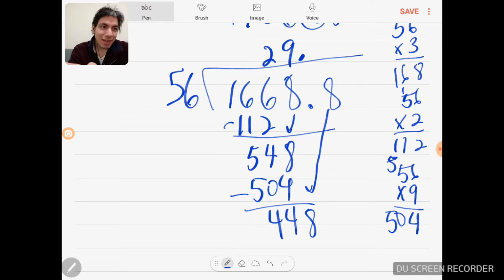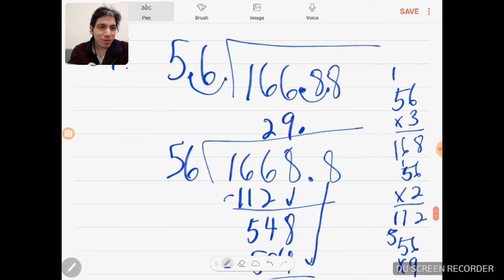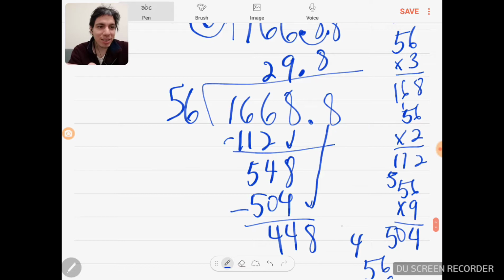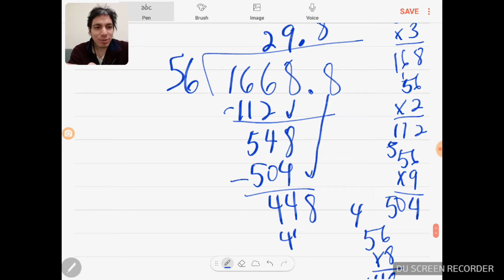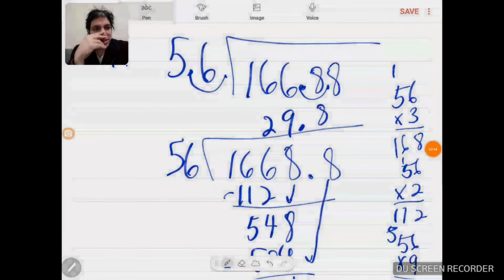Alrighty. Now we're talking. So now let's think. I'm going to say 8. 56 times 8 will give me 448. And there we go, I get exactly what I need. My answer is 29.8.